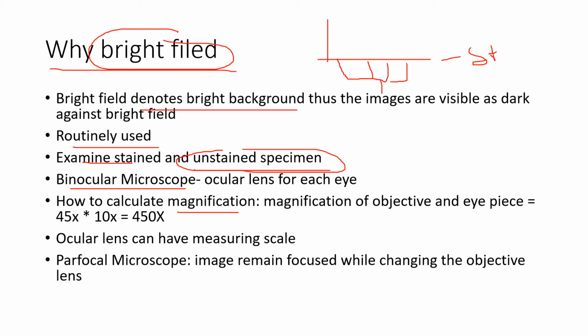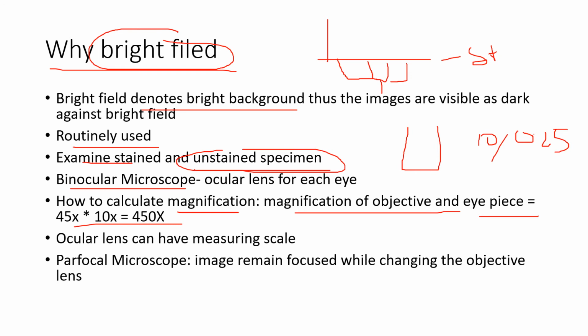Now, how do we calculate magnification? When we were looking at the lenses, the magnification was written all over them. 0.25 was the numerical aperture and 10 was the magnification. So whenever you want to calculate magnification, multiply the magnification of the objective lens and the eyepiece. You will get the total magnification. So whenever we are looking at an image with an objective lens of 45x magnification and an eyepiece of 10x magnification.